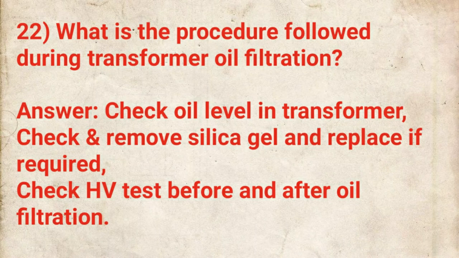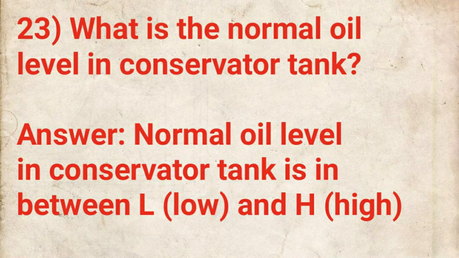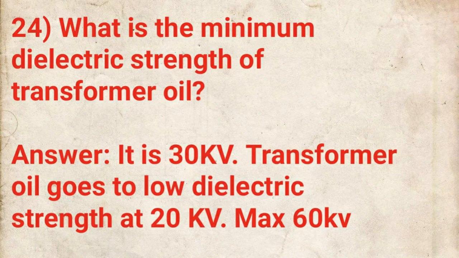What is the procedure followed during transformer oil filtration? Answer: Check the oil level of the transformer, remove the silica gel and replace if required. Check the HV test before and after oil filtration. What is the normal oil level in the conservator tank? The normal oil level in the conservator tank is between L low and H high. What is the minimum dielectric strength of transformer oil? It is minimum 30 kV. Transformer oil goes to low dielectric strength at 20 kV and maximum 30 kV working.